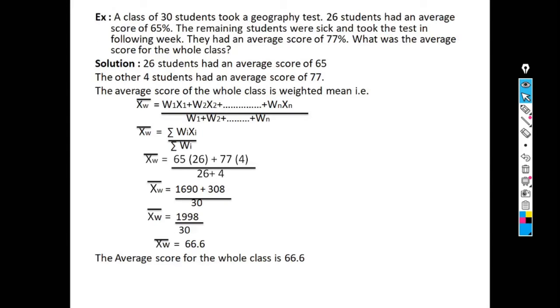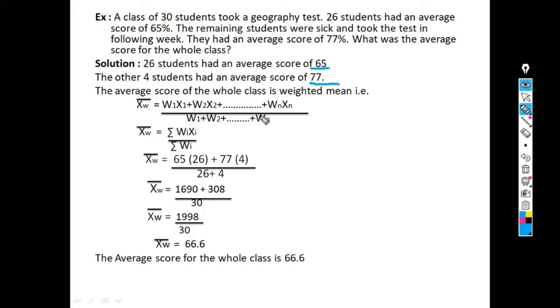Next example, a class of 30 students took a geography test. 26 students had an average score of 65%. The remaining students were sick and took the test in the following week. They had an average score of 77%. What was the average score for the whole class? So given is 26 students had an average score of 65 and the other 4 students had an average score of 77.